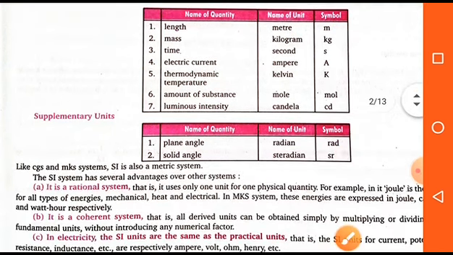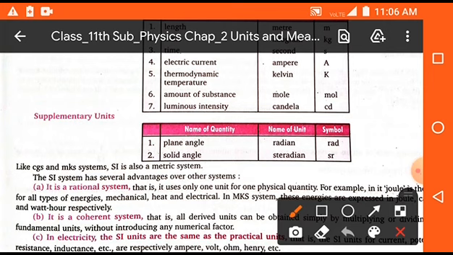Including these, there are two other quantities which are known as supplementary units. They are plane angle, whose unit is radian, and solid angle, whose unit is steradian. Plane angle is generally used for plane figures like triangles, squares, rectangles, rhombus, etc. And solid angles are generally used for 3D figures like sphere, cylinder, cone, etc. Clear?